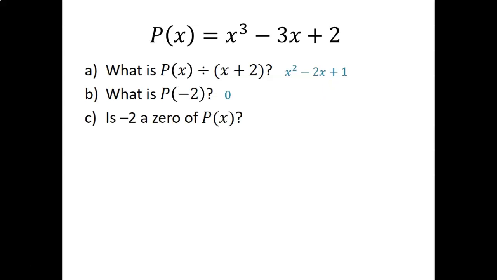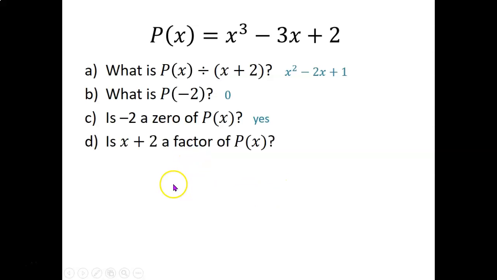Next question, is negative 2 a 0 of this polynomial? Well, duh, that's what we just said. P of negative 2 equals 0, so that's what it means for negative 2 to be a 0 of that polynomial. So, yeah, it is. Next question, is x plus 2 a factor of our polynomial? Well, remember we did the division. The division came out even with no remainder. P of negative 2 was 0, so yes, x plus 2 is a factor.